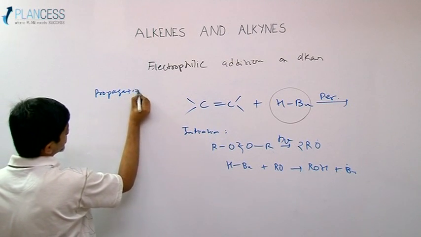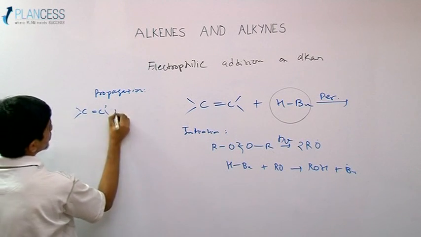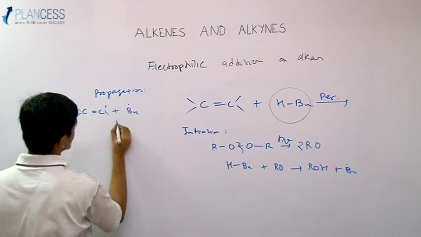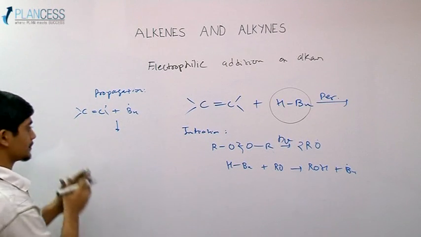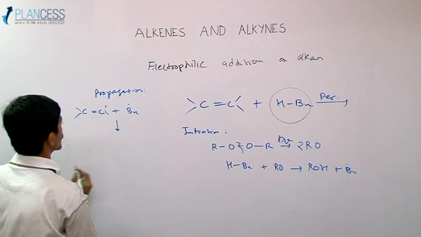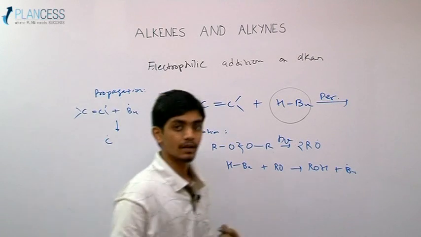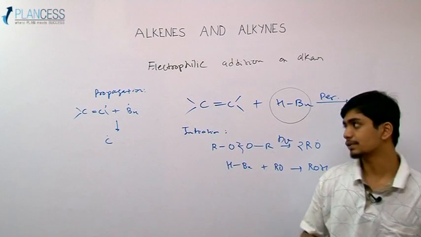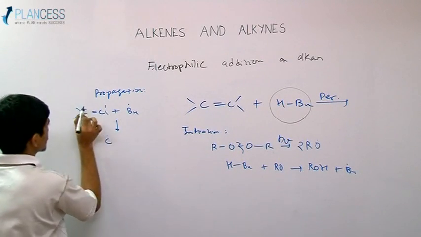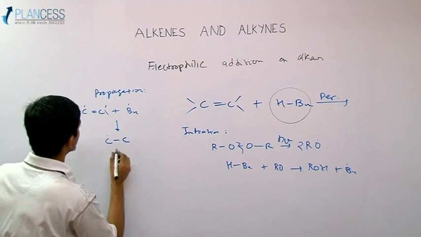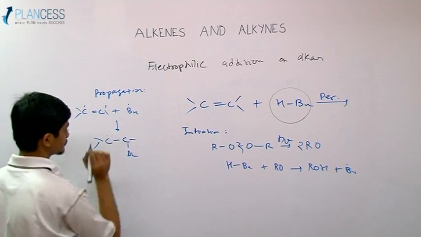Propagation: if you write it, we take the alkene plus Br free radical. That gives you, now this pi bond can be broken homolytically, and you get a carbon free radical. And again, which free radical will you get? You will get the most stable free radical, that is, the secondary free radical. So C-Br and this way.